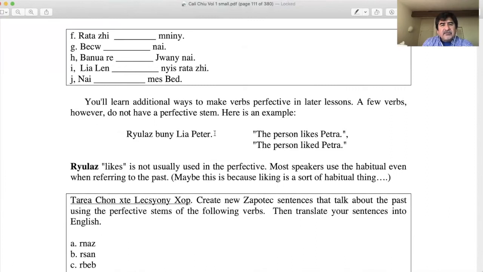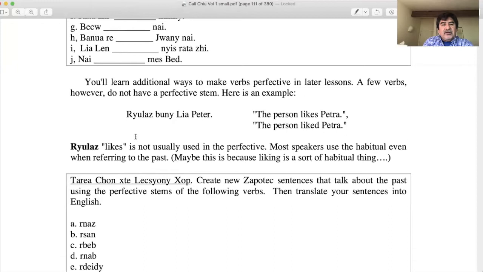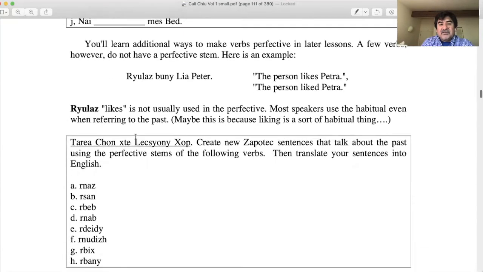We introduced this in the last lesson, which is your last likes. If you say your last one better, the person likes better. So it usually is not used in the perfective. Most of us use the habitual, even when we talk in the past. Yeah, who knows? Maybe we like everything.